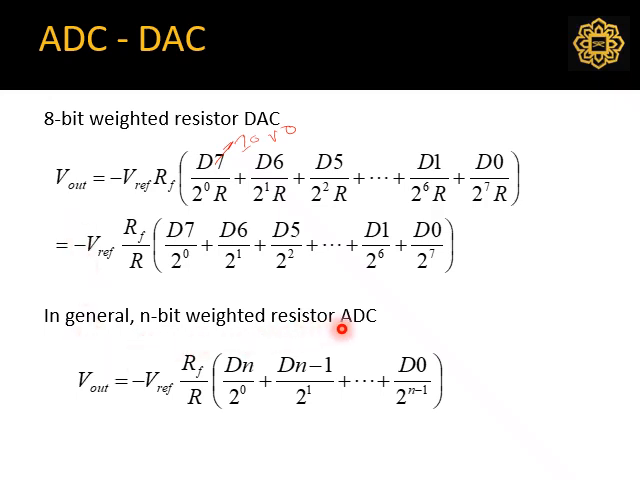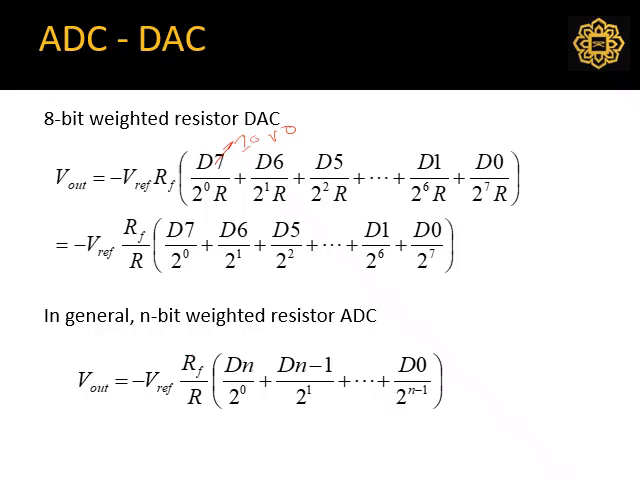For the n-bit weighted resistor, not ADC, this should be DAC, sorry. A correction: this is a DAC. I mentioned it wrongly. It is not a successive approximation register network, it is a weighted resistor network. Why is it called weighted? Because the resistance value keeps increasing. So this is for n bits.